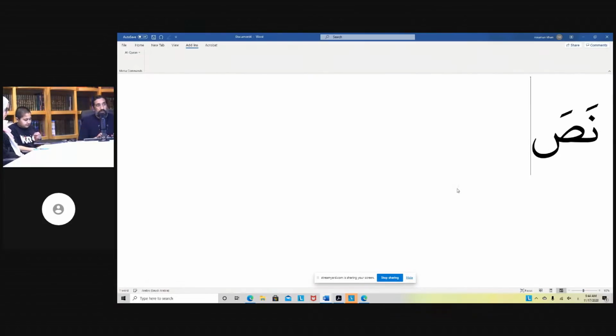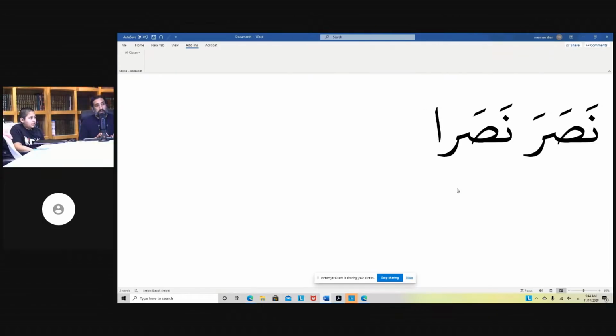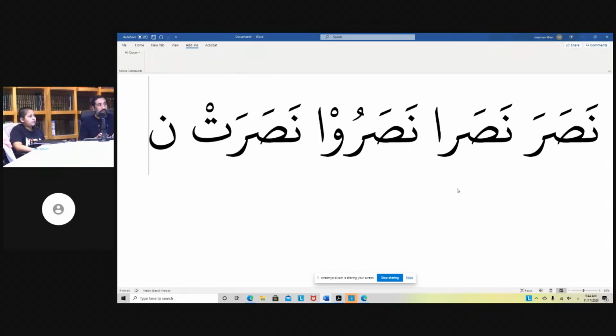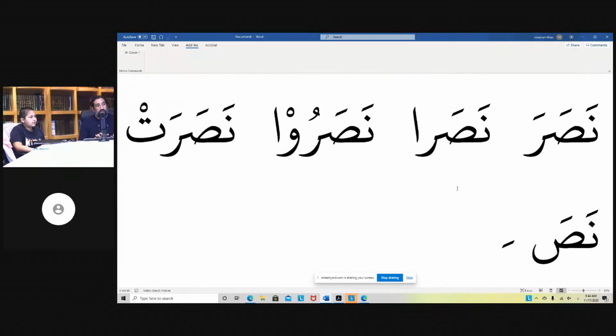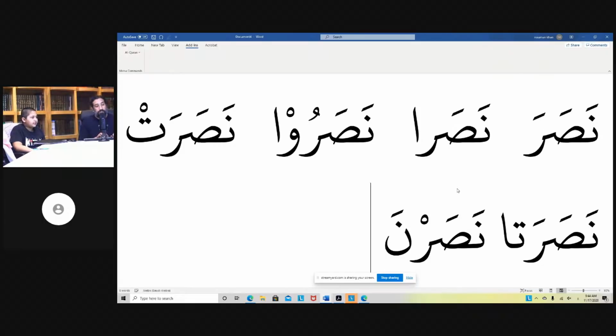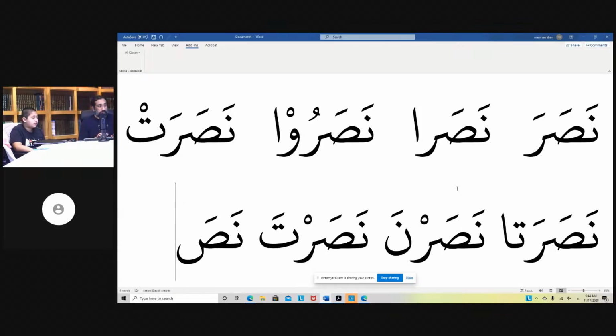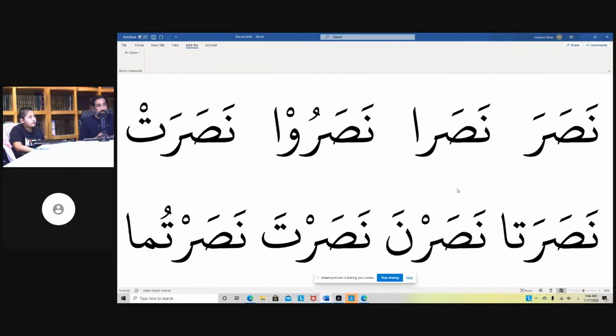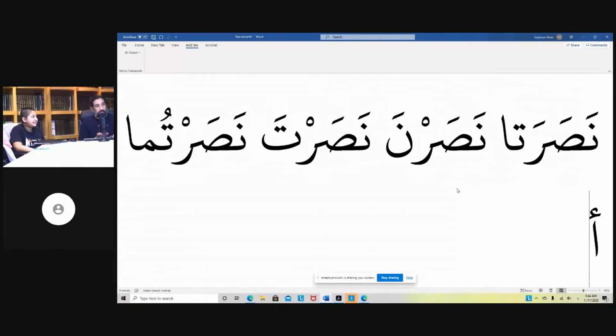We memorized huwa nasara. I'm not going to write the huwa part, but you can help me say it so that I can write all of them. Huwa nasara. Huma nasara. Hum nasaru. Good. Hiya nasarat. Huma nasarata. Hunna nasarna. Good. Anta nasarta. Good. Antuma nasartuma. Excellent. Antum nasartum. Mariam, finish the rest.